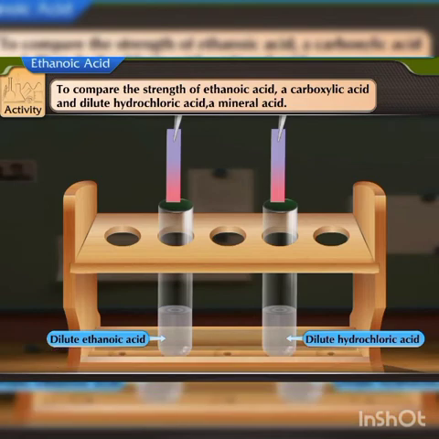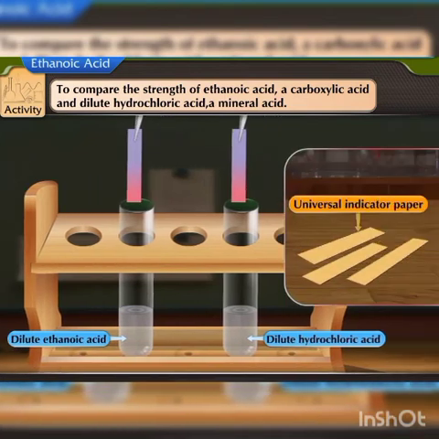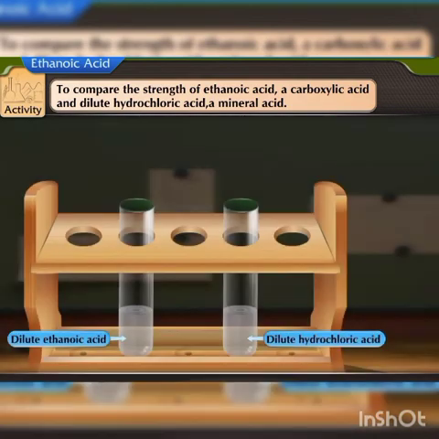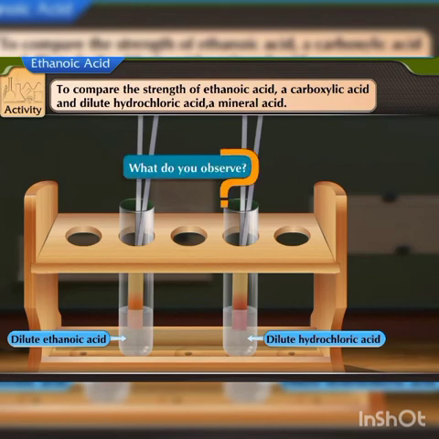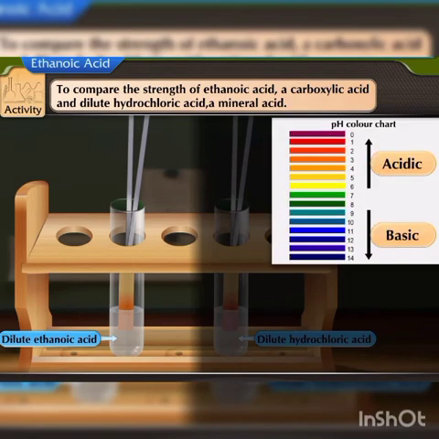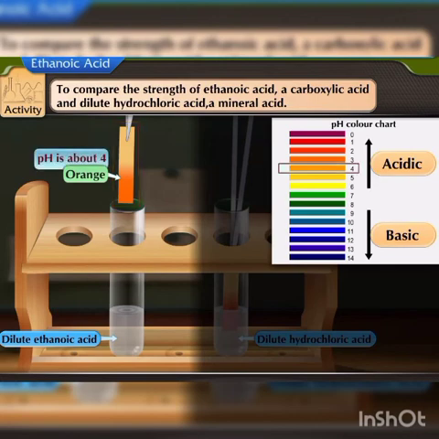Now, let us test both these acids using a universal indicator paper. Dip a universal indicator paper in both the acids. What do you observe? Dilute ethanoic acid turns the universal indicator paper orange, which shows that the pH is about 4.